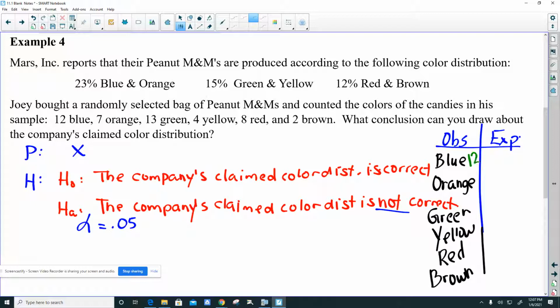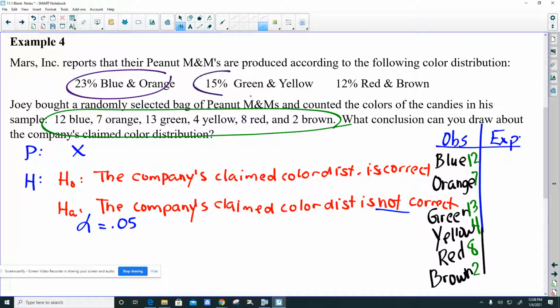I think that there were 12. I'm getting these right from this right here. These are the observed counts. 12 blue, 7 orange. I'm just going to squeeze these numbers right in there. And then to get the expected counts, this is where we're using these claimed percentages.